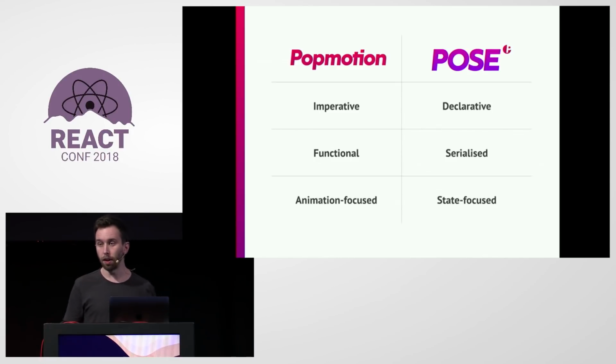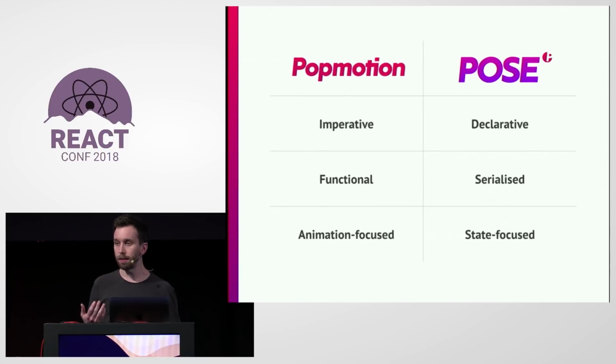So 6 months ago, I released Pose. It's a declarative library that uses a CSS-like syntax. It tries to meld the simplicity of CSS with the power of JavaScript. But now I've got two different animation libraries with two very different approaches. One's imperative, one's declarative. And yet this talk is called The Path to a Declarative Animation Future.